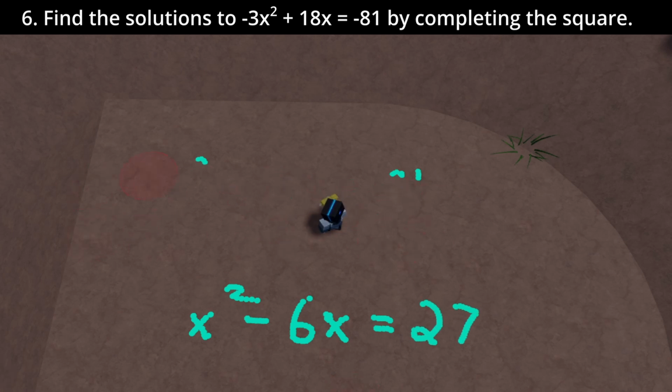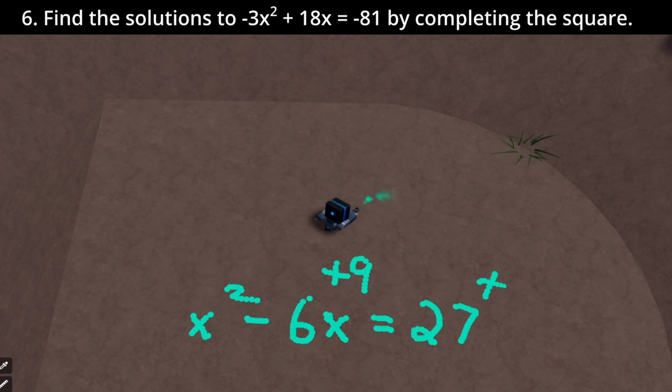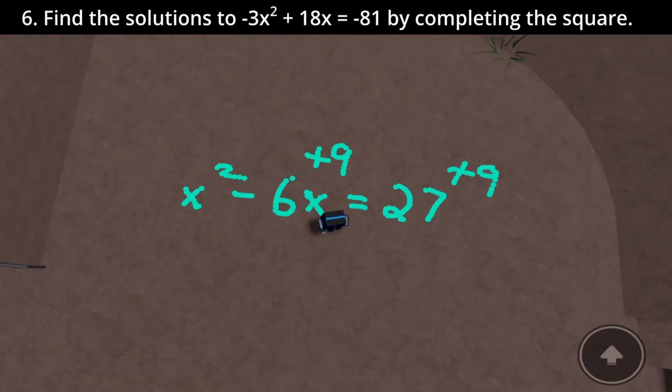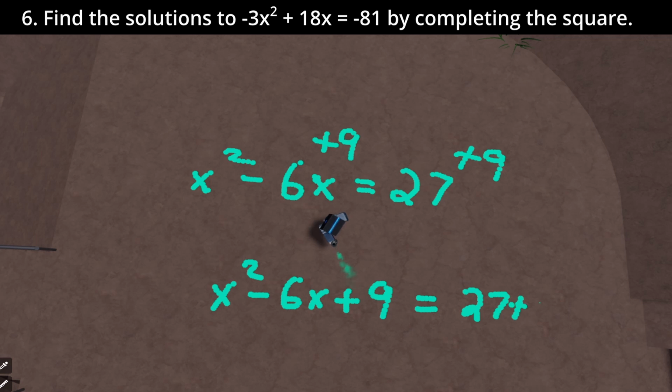And now we're ready to complete the square. To complete the square, take the coefficient on the x term, that's minus 6, divided by 2 to get minus 3, and you have to square that number. Minus 3 squared is positive 9, and that's the magic number to add to both sides. So I'm going to add a 9 to the left side and a 9 to the right side. So let me go down and write the new equation. x squared minus 6x plus 9 is equal to 27 plus 9 is just 36.